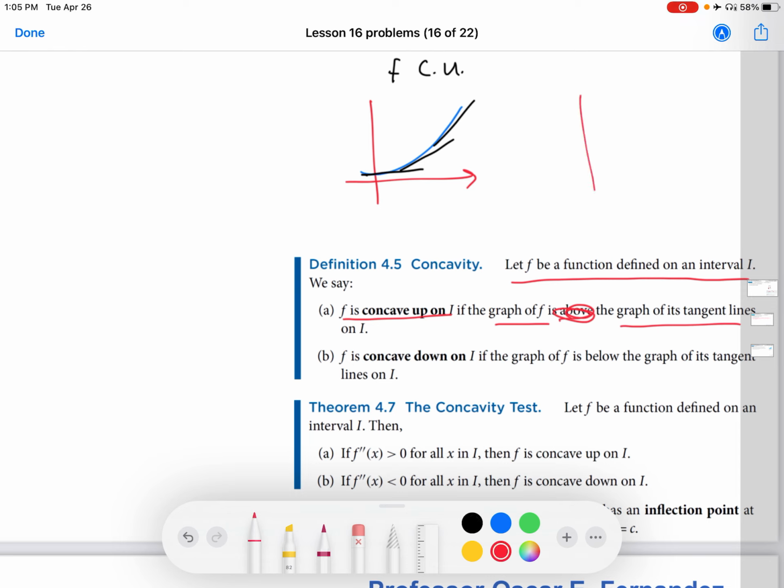If I invert the drawing in a sense, I draw a function that's going like this, and then I look at its tangent lines. They are all above the graph of the function. Said another way, the graph of the function is below the graph of its tangent lines. Then this is a concave down function. So f is concave down here.